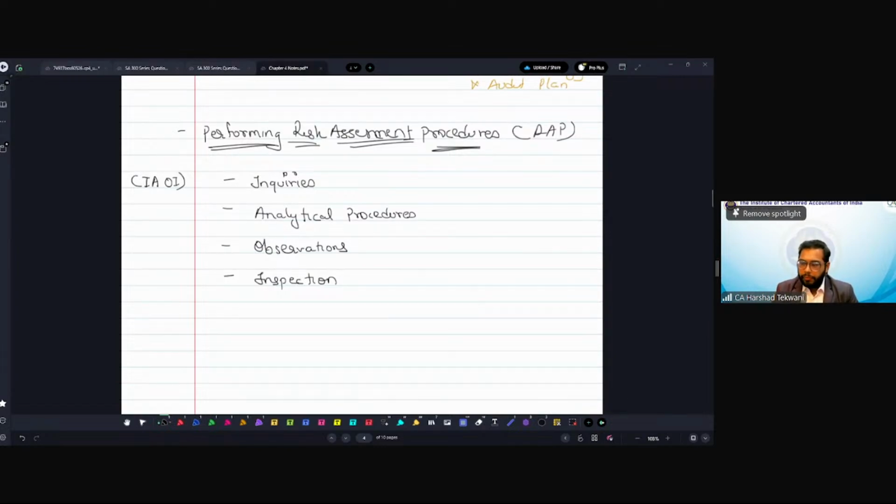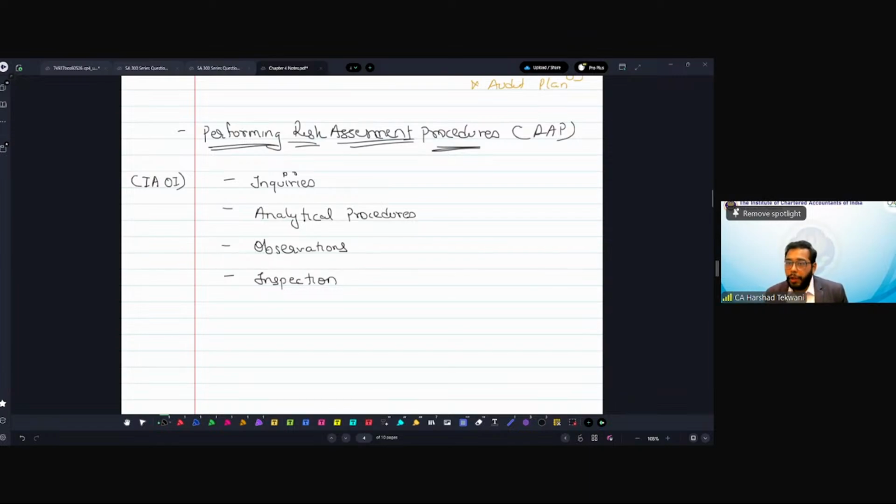Come on, guys. So it will help me to understand whether the internal control system that has been applied by the management is appropriate and relevant for the organization as a whole. Okay. Okay, good. Anyone else?